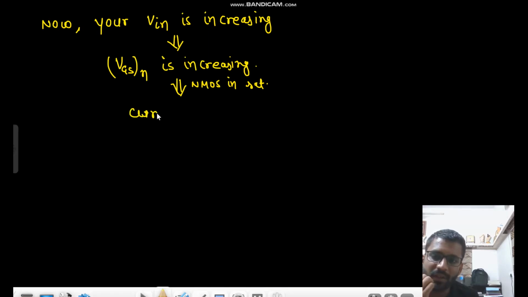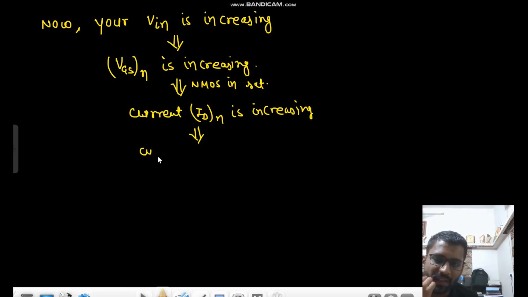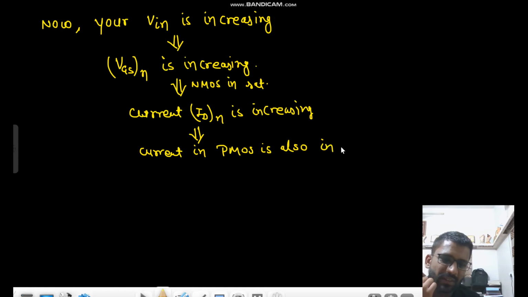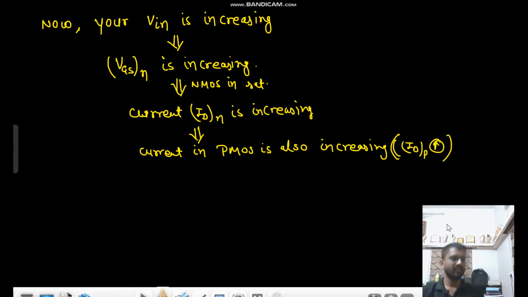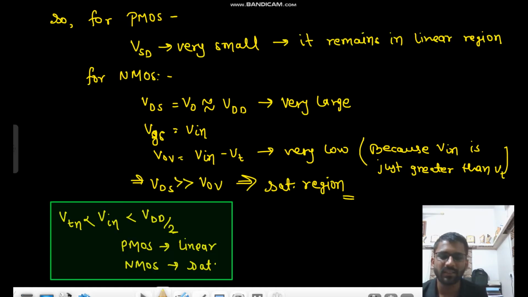Current ID N is increasing, right? If your current is increasing, that means current in PMOS is also increasing, because both are connected in series, so the current there also should increase. That means your IDP increases. So there is this current is increasing.